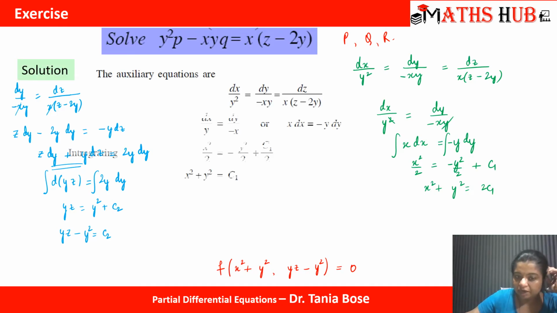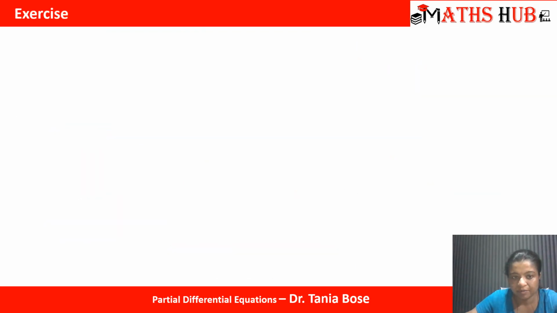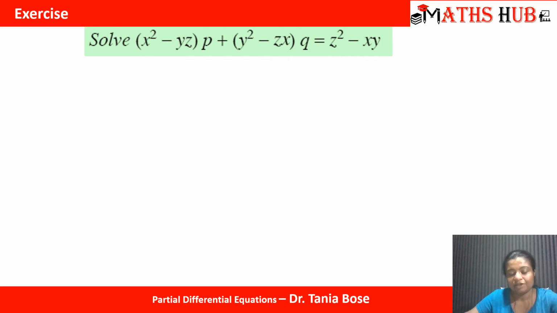Okay. So now let's move on to the next question if you've understood it. The next question says, solve x square minus yz into p plus y square minus zx into q is equal to z square minus xy, right? So identify your P, Q and R. So P is x square minus yz, Q is y square minus zx, and R is z square minus xy, right? Now, from all these variables, let us try to calculate the auxiliary equations.